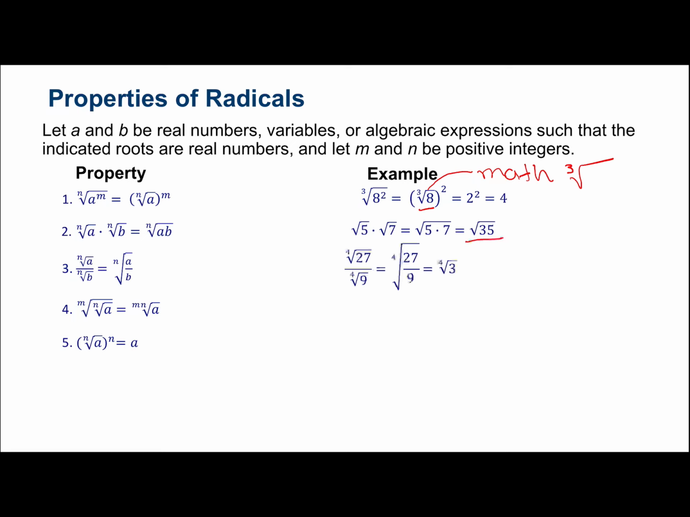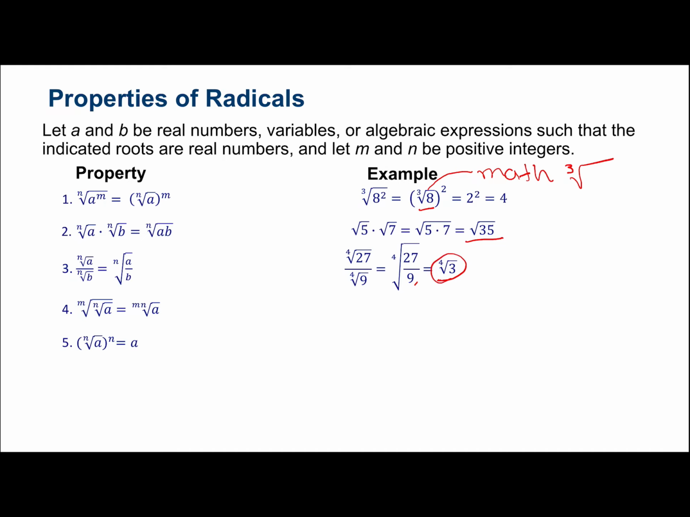Part 3, the nth root of a over the nth root of b, that can be simplified again. As long as the roots are the same, you can make one big fraction underneath the radical. Sometimes makes life easier. For example, the 4th root of 27 over the 4th root of 9 would give me the 4th root of 27 over 9 if I put them together. 27 divided by 9 is 3. Easier to simplify that way.